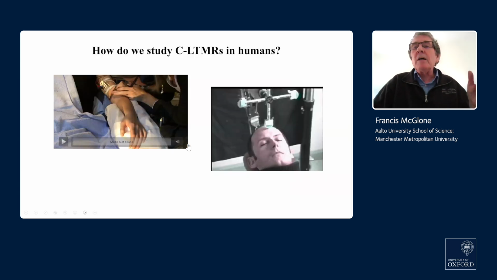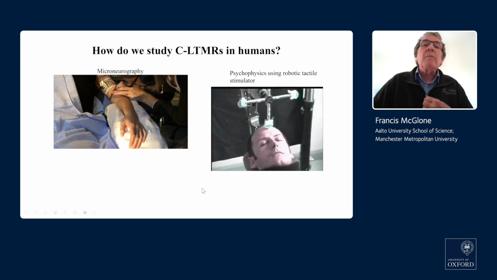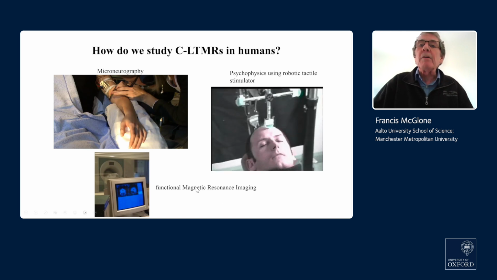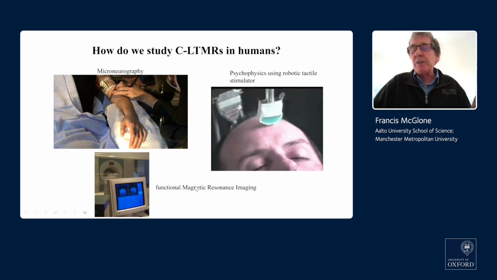So how do we discover? Well, we have the three techniques here that we've used in my lab to discover, and the Swedish guys, in terms of how we unpack what these C tactile afferents are all about. We've got microneurography, psychophysics, and we also use imaging. So these techniques allow us to unpack the complexities of these nerve fibers and basically what they do.